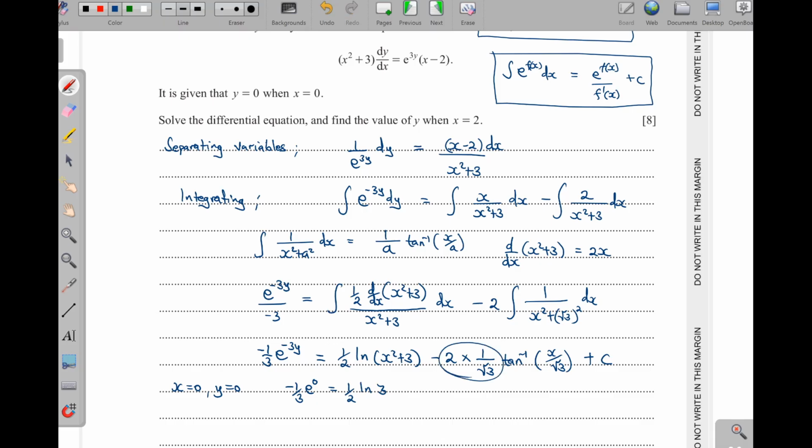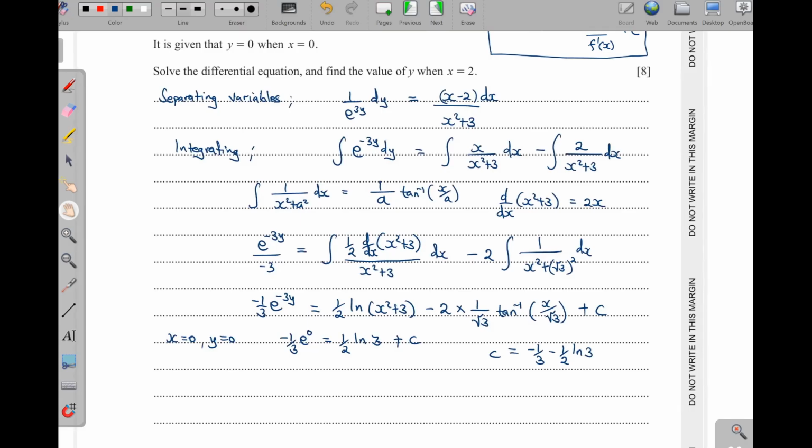Then how about here? We shall have negative 2 out of root of 3. Then, of course, arctan of 0 is a 0. So that means I'll take this one out. And then we have plus c. That means c is going to be, take this one this side, is going to be negative a third, then minus a half, natural log of 3.